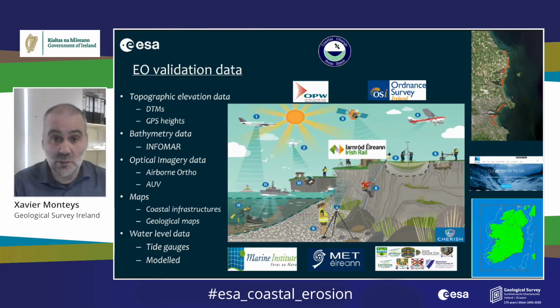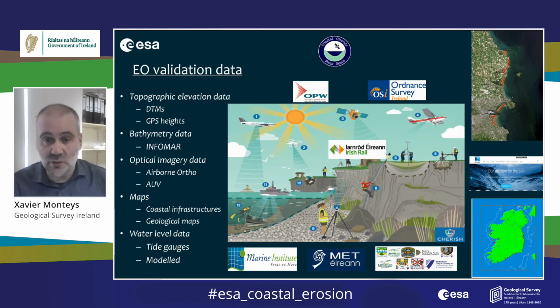With regards to the data used in the validation, this sketch, borrowed from the Interreg CHERISH project, where GSI is a partner, is useful to illustrate the different systems used. In fact, CHERISH datasets, such as DTMs, have been employed by this project as they allow us, as validation data, localized time series analysis, very precise, like the instance in Rosslare.